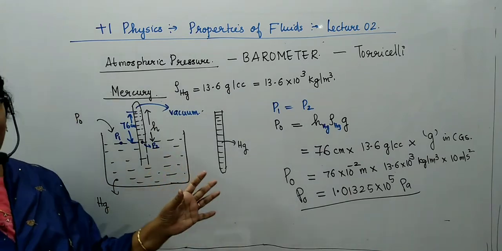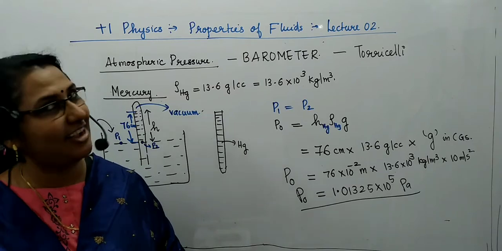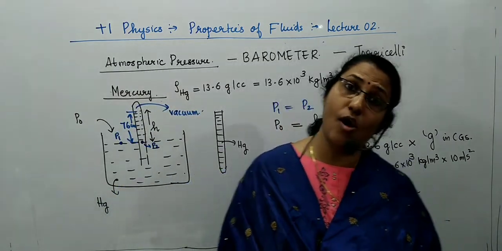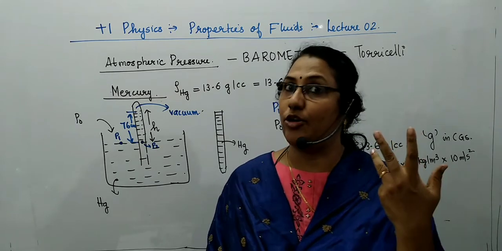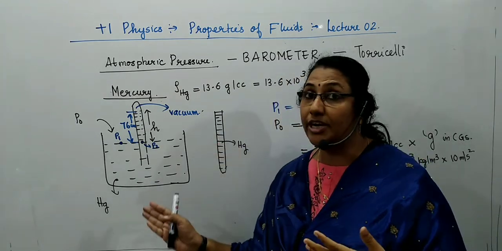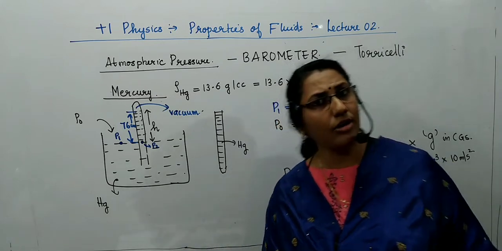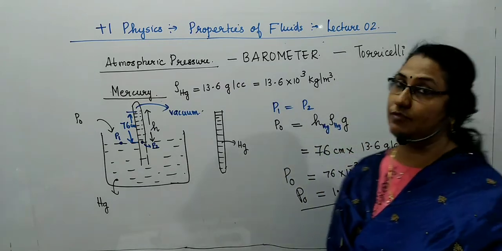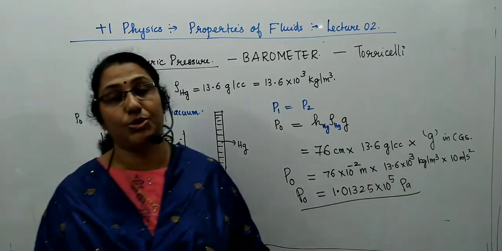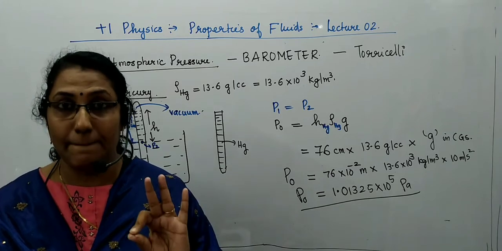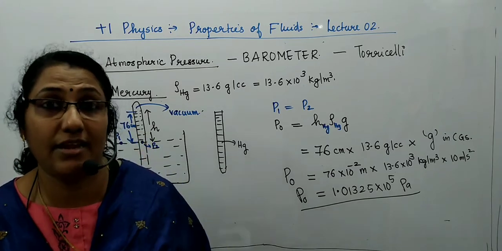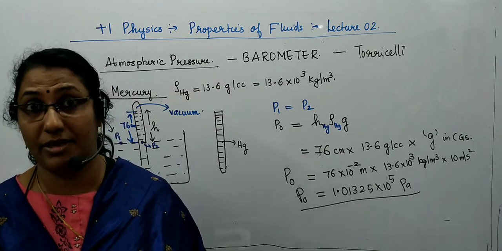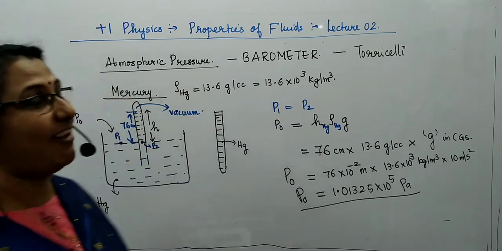Very simple. And this device is called a barometer. Clear? Okay. And after Torricelli's barometer, a lot of scientists had taken other barometers where they had used other fluids instead of mercury, and they calculated the atmospheric pressure. But even now, in order to find the atmospheric pressure, the best method is to take Torricelli's barometer. Now too, we prefer Torricelli's barometer for the measurement of atmospheric pressure.